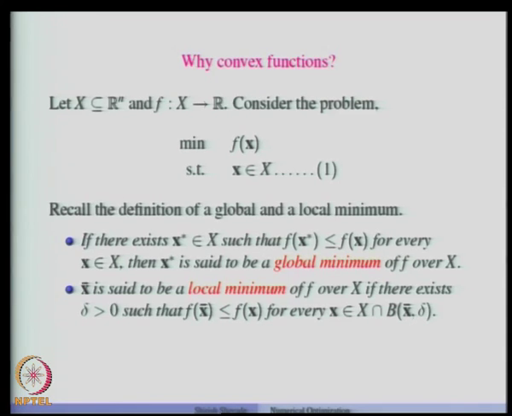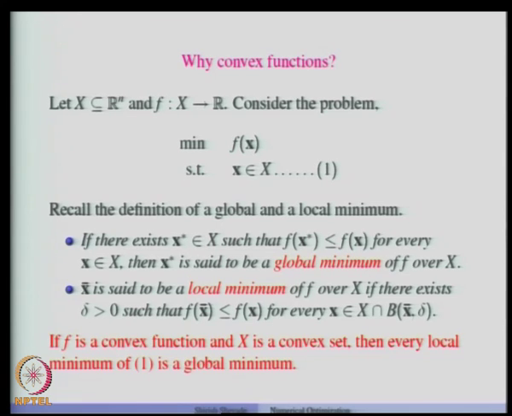Now, the good thing about the convex function is that if f is a convex function and X is a convex set, then every local minimum of this problem is a global minimum.